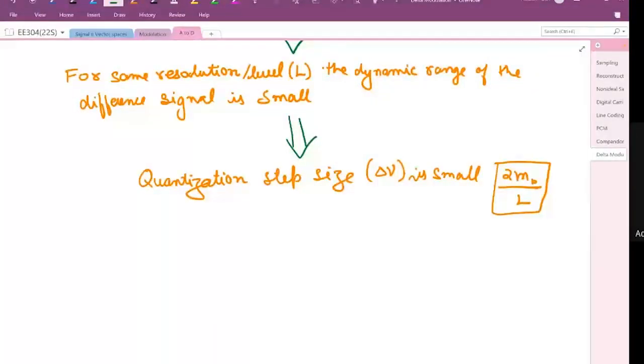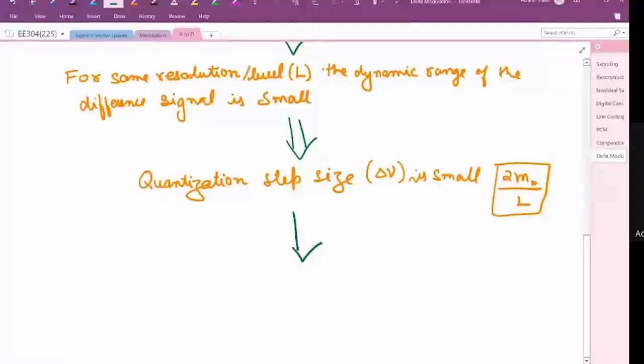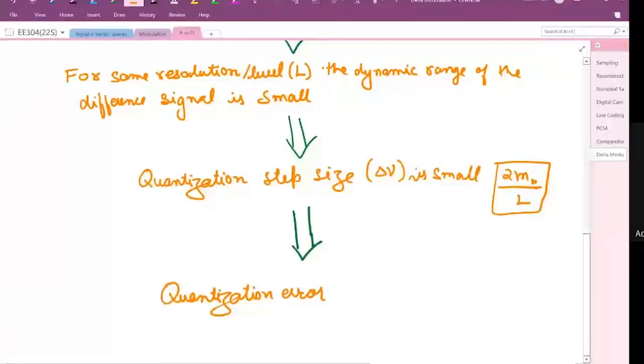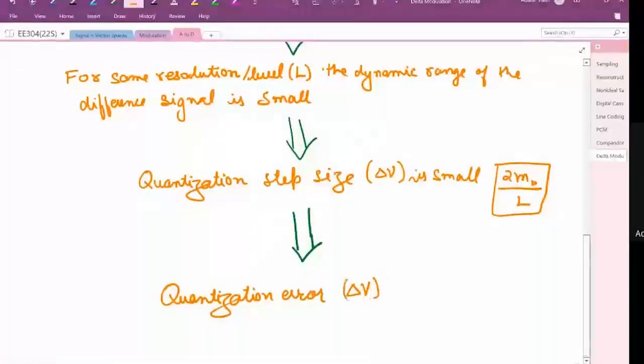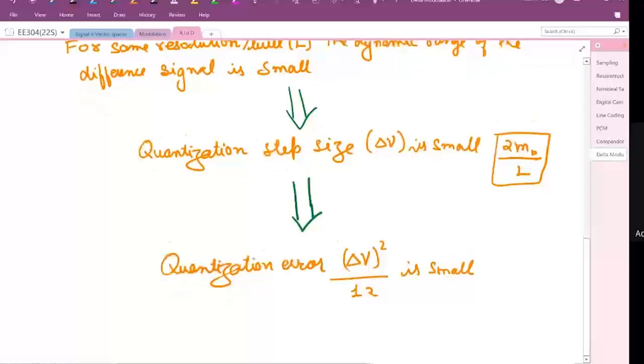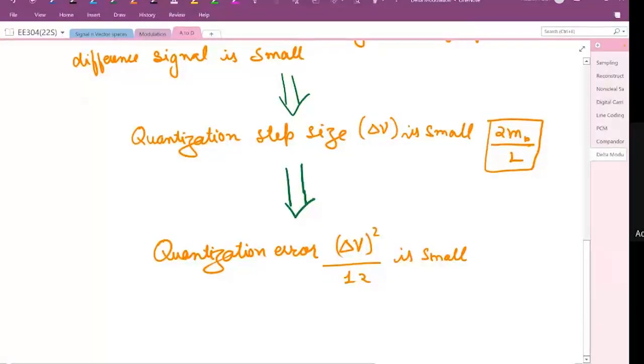If the step size is small, then the quantization error will also be small. That means the quantization error, which was del V square by 12, is small. Okay, so the quantization error will be small. Is this convincing or not? First of all, before I proceed further, I wanted to make this clear. Is this clear to everyone?